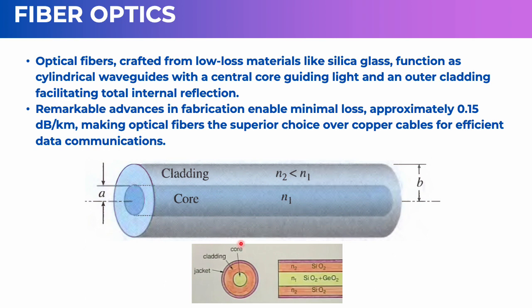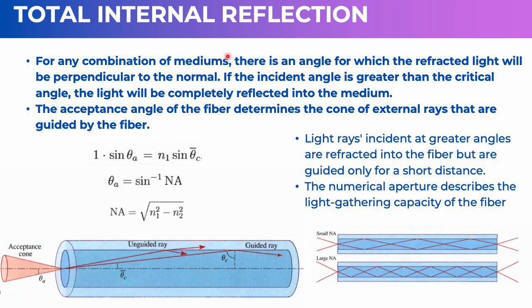Now that we have looked at what the structure of a fiber optic cable looks like, we can look at how total internal reflection actually happens within the fiber optic cable. This is the diagram of a fiber optic cable.